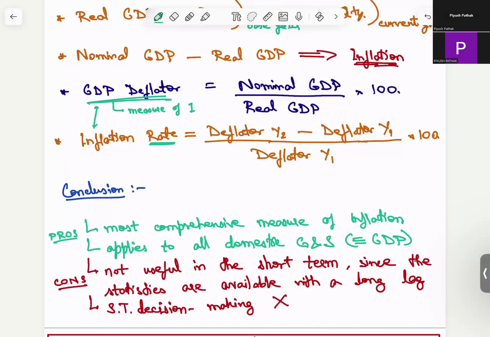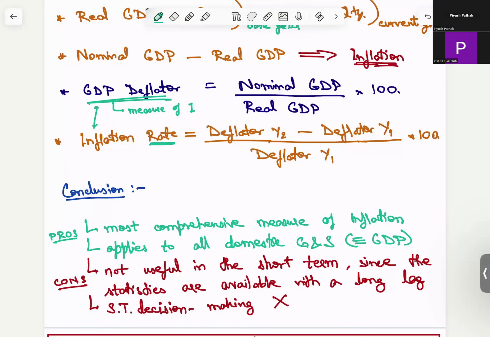You are able to calculate everything, and you don't even have to make any extra efforts. No extra surveys, because we have already calculated the GDP. We already have the GDP figure. You just have to ward off the effect of inflation from it.